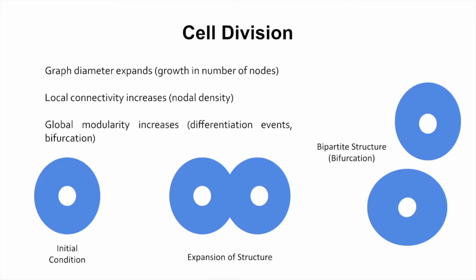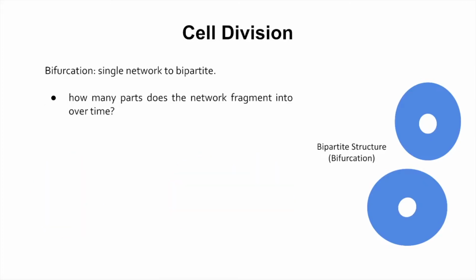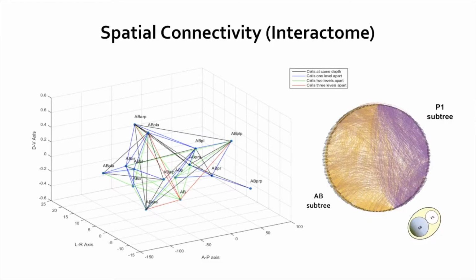In general, cell division allows us to grow these embryo networks in terms of the graph diameter and the local connectivity, but also with cell division, you get global modularity. So as you get differentiation and cell division, you get this bipartite structure, but you also get this global connectivity, which is very interesting. You can see the spatial connectivity here, and you can think of this in terms of an interaction between cells, like in terms of cell signaling or other types of proximity-based questions that you might ask.